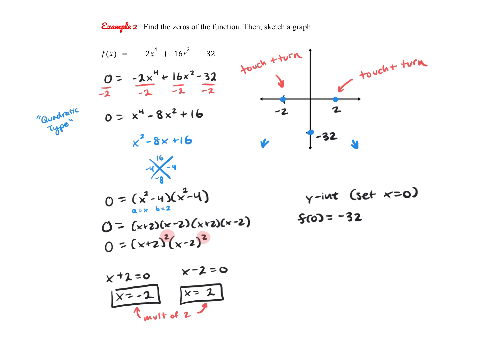So let's put it all together. So I go up to 2, I touch and turn. I know I need to go through this y-intercept. I go up to -2, I touch and turn, and I continue on. So this is what my graph looks like. The zeros are -2 and 2, but they each have a multiplicity of 2, which is why you see those touch and turn behaviors on the graph. And this is also a really good review of how to factor that quadratic type equation.